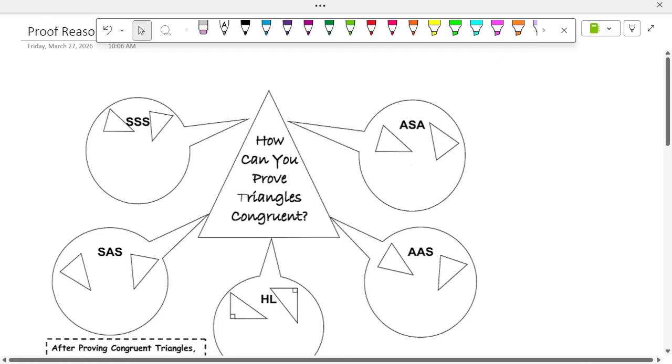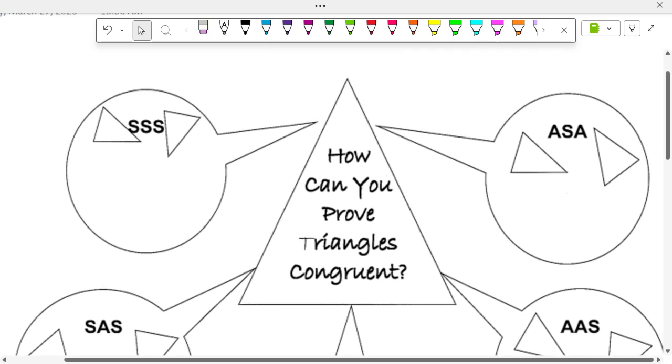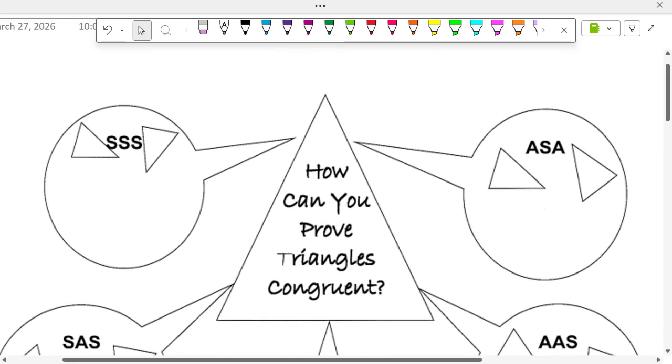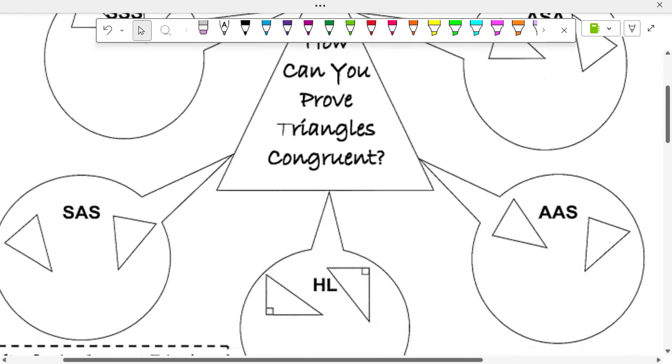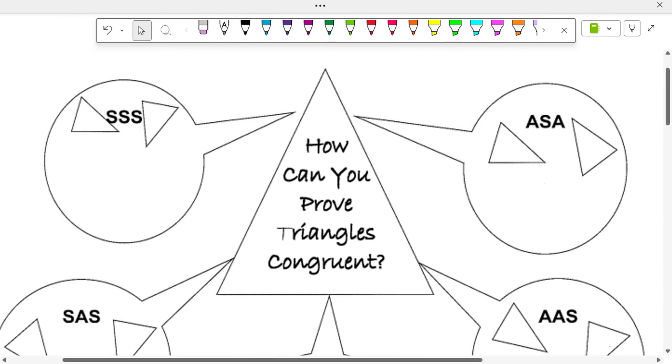We're going to start with proving congruent triangles. Now, this is completely review from Math 2. So, if you have certain things marked in a triangle in a certain order, you can have enough information to prove that they're congruent by any of these postulates. So SSS, ASA, SAS, AAS, and HL.